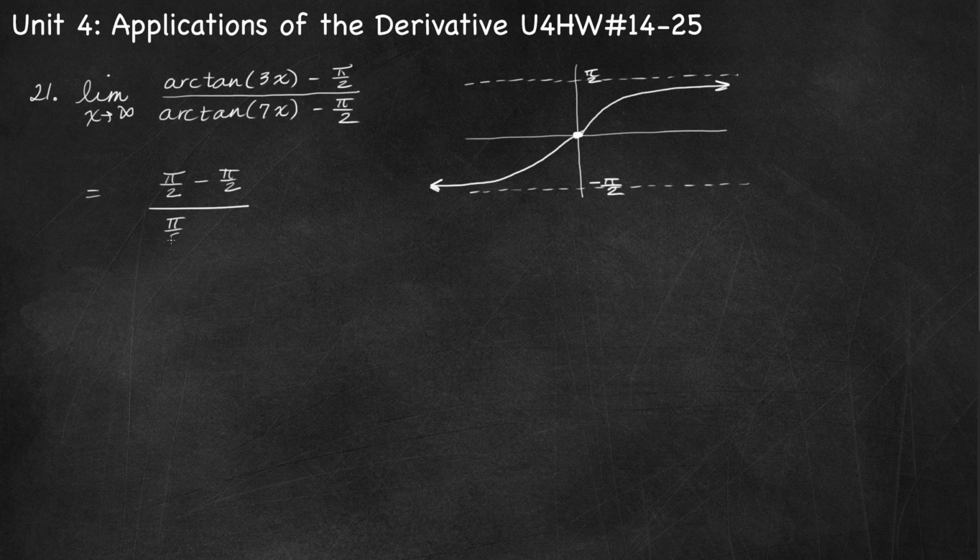So pi over 2 minus pi over 2. So this is in the form of 0 over 0. We can apply L'Hopital's rule. So this limit is going to equal the limit as x approaches infinity.